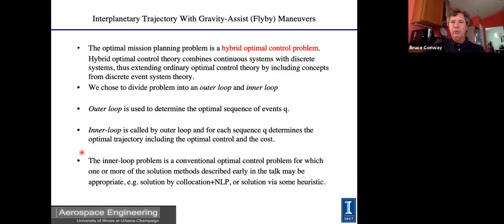So that inner loop problem is a conventional optimal control problem. You can solve it with the methods that I've described. You could transcribe it into a nonlinear programming problem, or in this case, we actually used another heuristic that I didn't describe. It's too messy to describe in detail here, called differential evolution. But it's just another evolutionary algorithm.